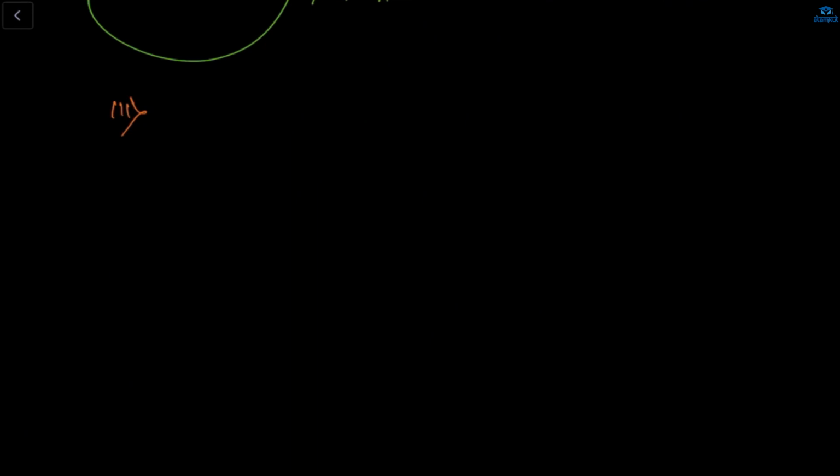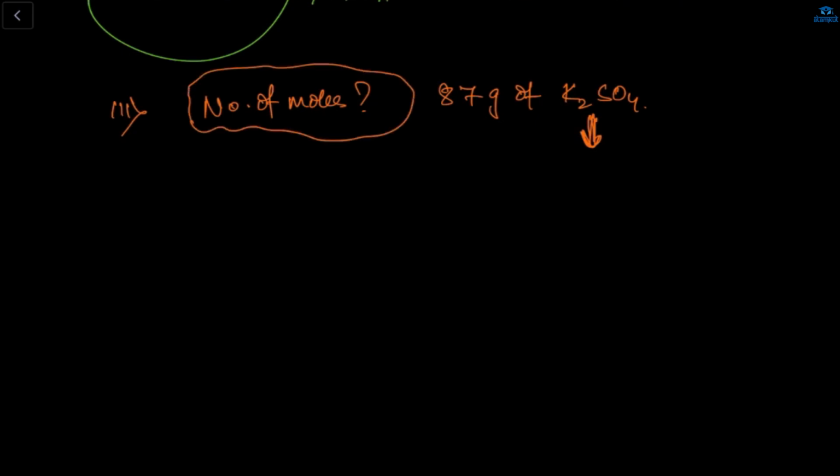Next subpart is: find the number of moles. You have to find the number of moles in 87 gram of K2SO4. So first we will find the molar mass of this K2SO4. Now what is the molar mass of K2SO4? Simple question. The molar mass or moles? Ma'am, molar mass. It's 174 grams. 174? Yeah, 174 gram per mole.